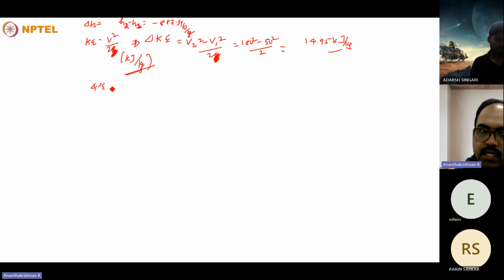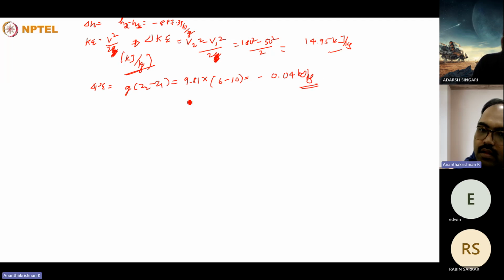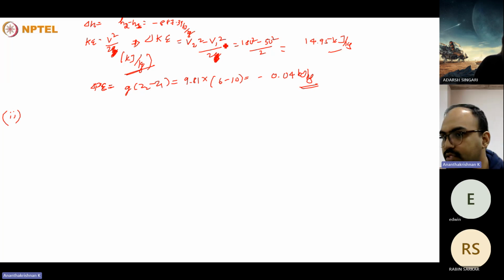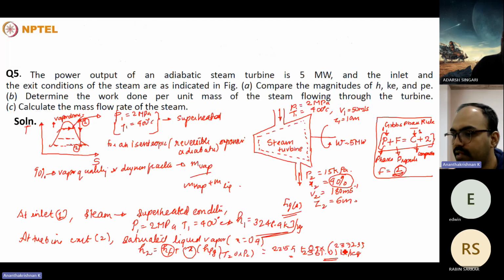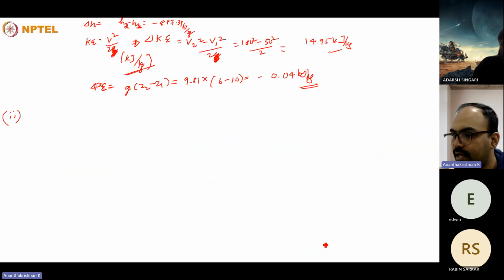And then potential energy, G into Z2 minus Z1, will be equal to 9.81 into 6 minus 10. That's given straight away in this problem, that is minus 0.04 kilojoule per kilogram. And that's very straightforward. You just substitute the value. The change in the potential energy will be equal to G into the change in the altitude. And the kinetic energy change could be written as V2 squared minus V1 squared divided by 2 in terms of kilojoule per kilogram. Enthalpy is the main component that we have considered, and the other two components, kinetic energy and potential energy, are very negligible compared to enthalpy.